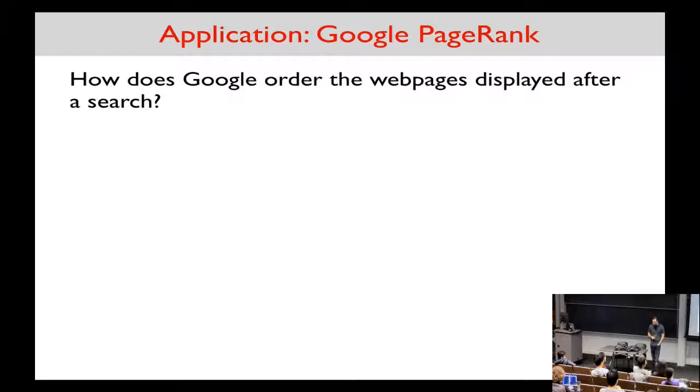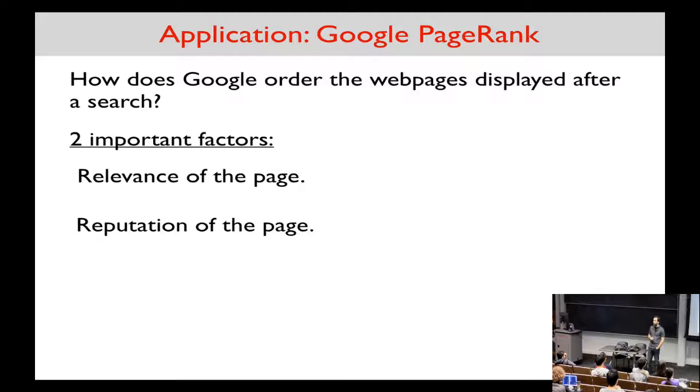Now, how does Google rank the web pages that you see? There are two important factors, of course. One is the relevance. The web page should be somehow relevant. But the other thing is how important that web page is, its reputation. So a web page like CNN.com is going to have more reputation, more importance than my personal web page, for example. I'm not going to talk about the relevance of the web page, but let's look at the reputation of the page.